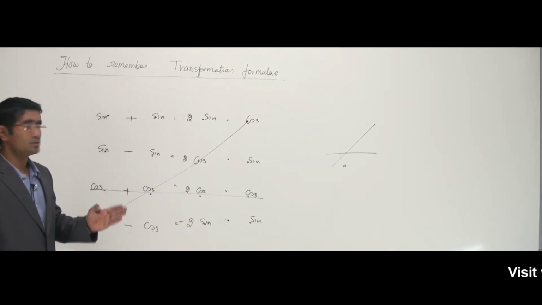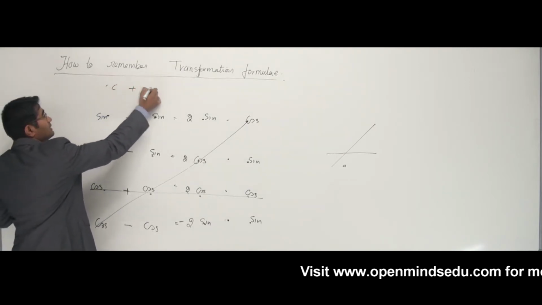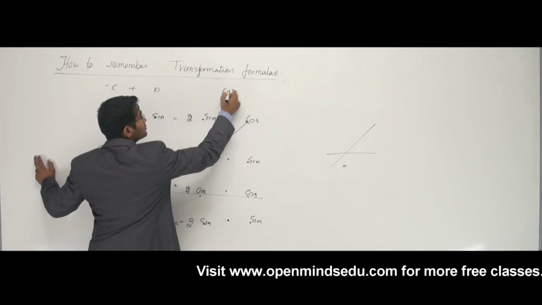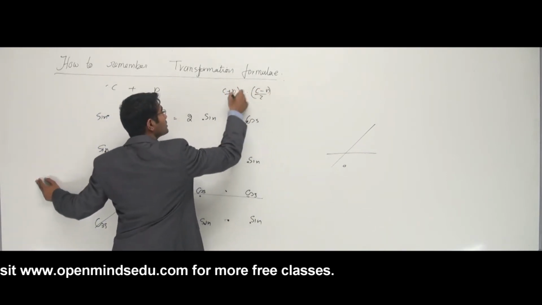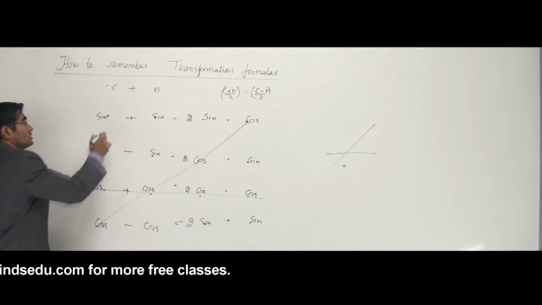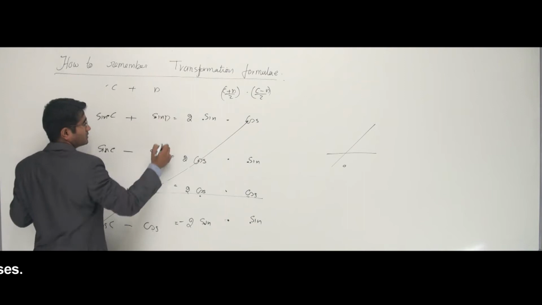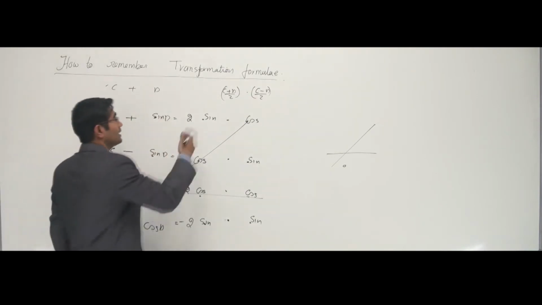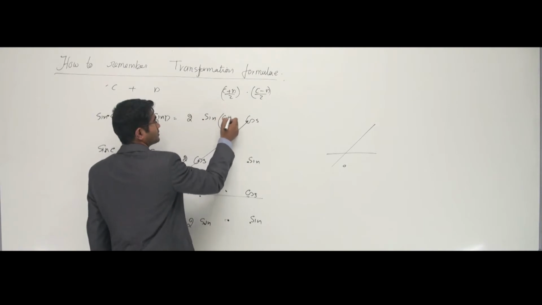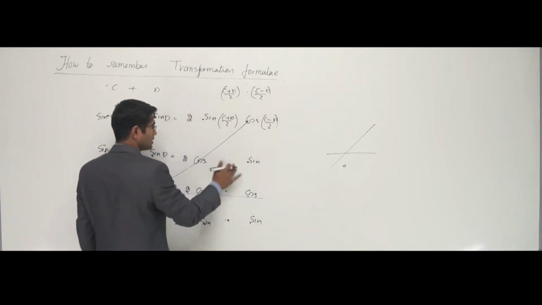So what is the next thing we should learn? It is this. It goes like sine C plus sine D is 2 sine of C plus D by 2 and cos of C minus D by 2. It means this is the design which runs throughout. The first terms are all C, C, C, and C. The second terms are all D, D, D, and D. What about these? It basically is C plus D by 2 and C minus D by 2. It goes the same way.